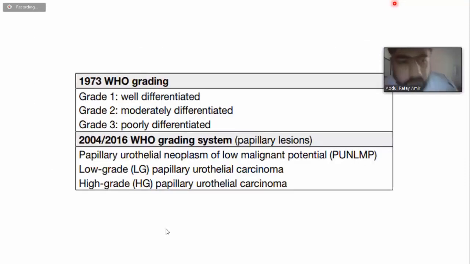These are the two different classifications. The 1973 WHO grade is grade 1, well differentiated; grade 2, moderately differentiated; grade 3, poorly differentiated. As compared to the 2004 and 2016 WHO grading, we have papillary urothelial neoplasm of low malignant potential, and low grade and high grade papillary urothelial carcinomas.